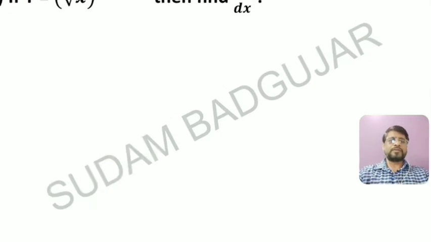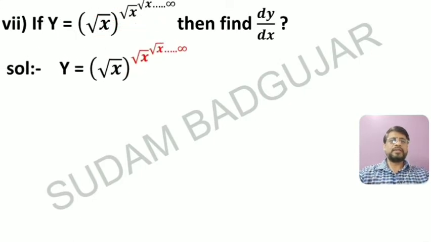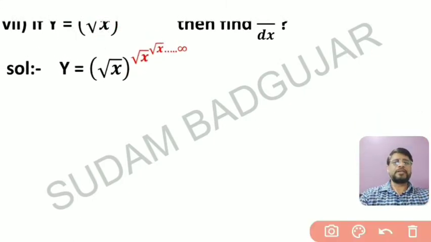See, one more question of similar type. If y is equal to root x raised to root x raised to root x up to infinity, then find dy by dx. The solution is this one. Again, you have to apply the same procedure here. Here root x raised to root x raised to root x up to infinity becomes y. So you will get root x raised to y.